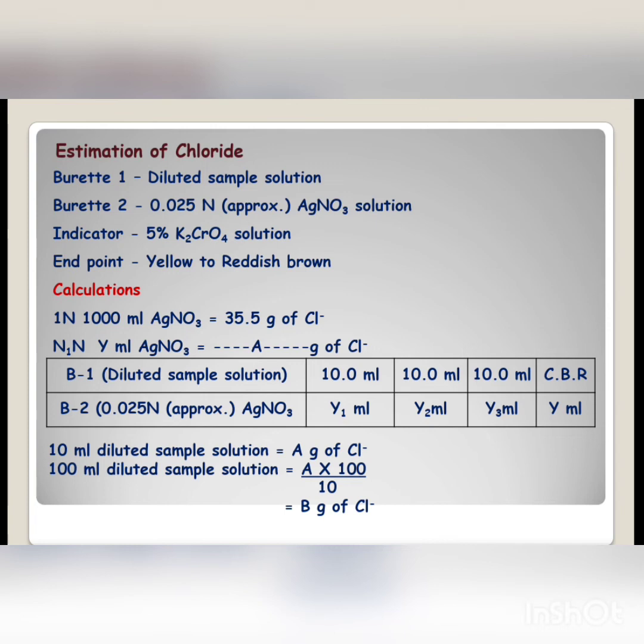In the same way we can take 2 more readings, and we will note them down as Y2 ml and Y3 ml, and finally the constant burette reading we will note down as Y ml. By the use of this constant burette reading we can calculate the amount of chlorides present in the wastewater sample solution. Now let us see how to calculate the amount of chloride from the wastewater sample.